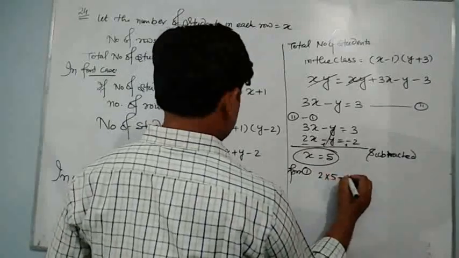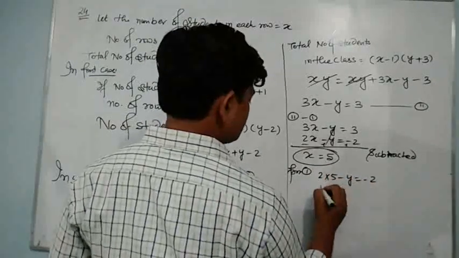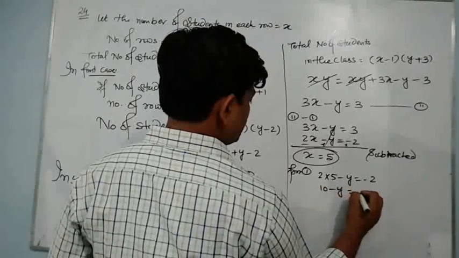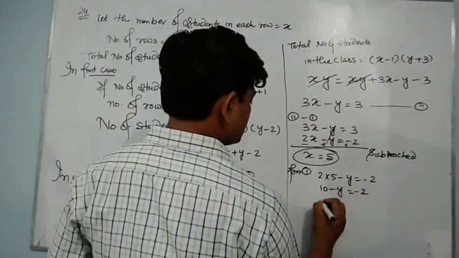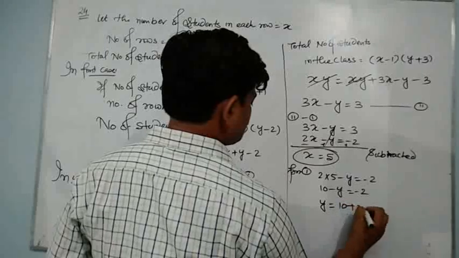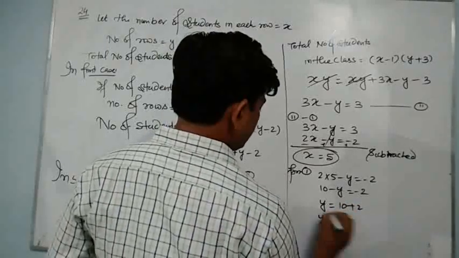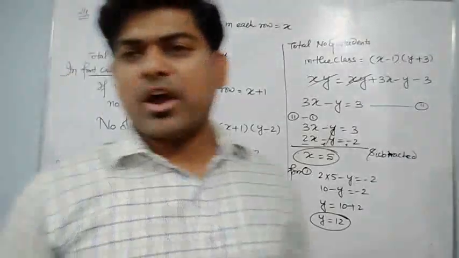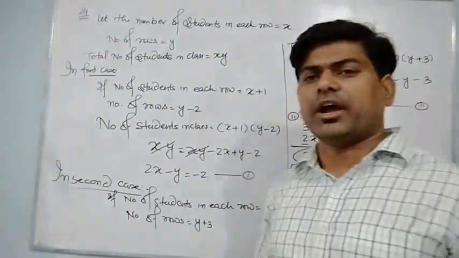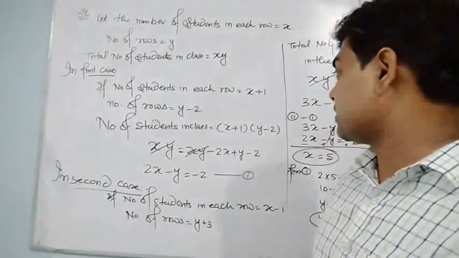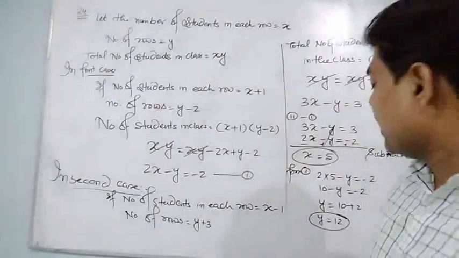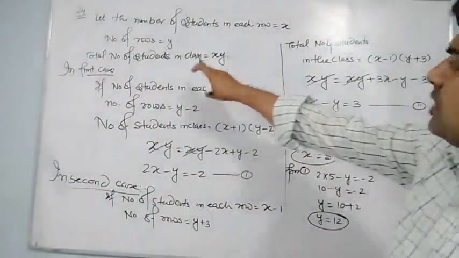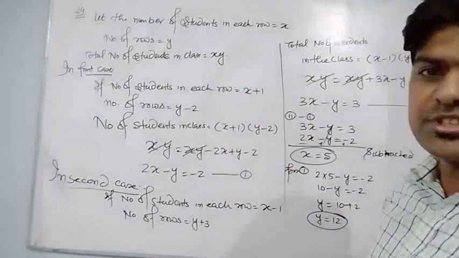2 into 5 minus y is equal to minus 2. 10 minus y is equal to minus 2. So y can be written as 10 plus 2. y is equal to 12. There are 5 students in each row and 12 rows are there. Got it? And the total number of students will be what? 5 into 12 will be 60.